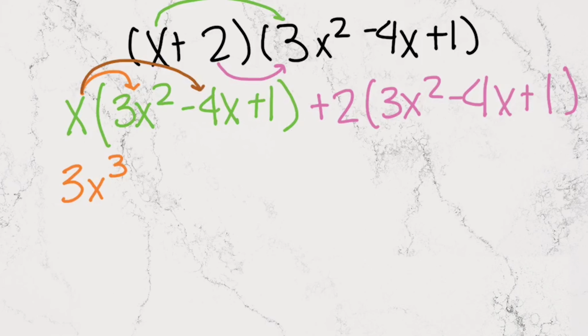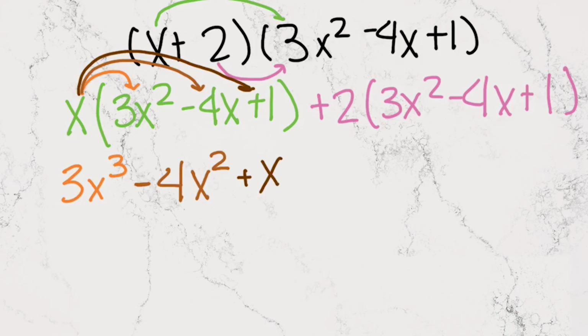X times negative 4x, well, that's going to be negative 4x, add the exponents, squared. Finally, I have x times 1, plus x. I'm going to do the same thing over here in pink. I distribute the 2 to all three terms, starting with 2 times 3x squared.